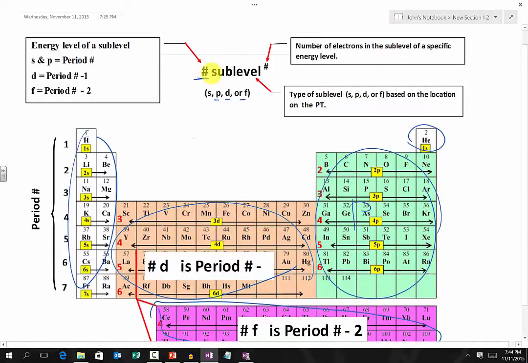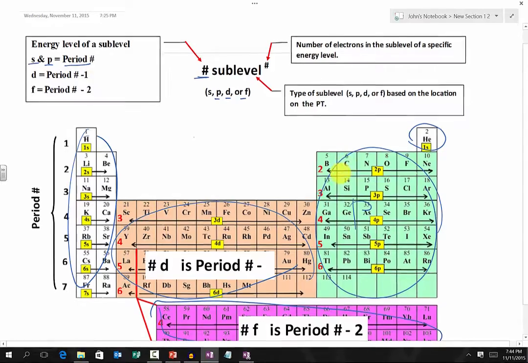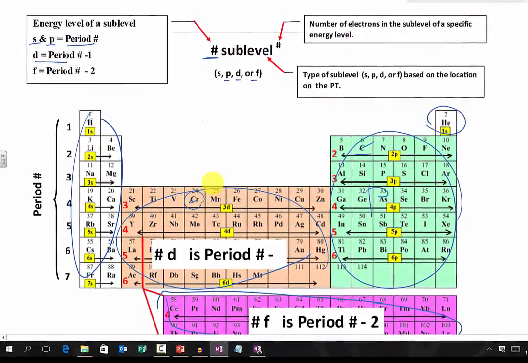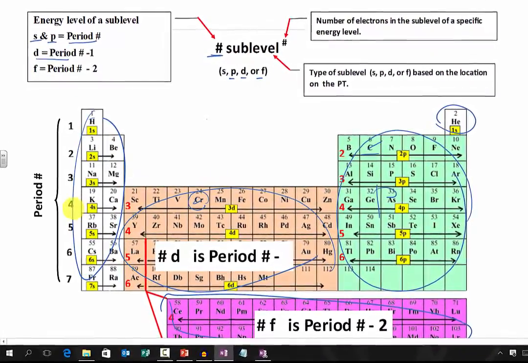Now, the energy level is defined by the period number for the S and P sublevels. So, for instance, if I look at carbon, which is in the P sublevel, carbon is in period 2, therefore it has the energy level of 2, specifically for that electron right here. For the D sublevel, the energy level is defined by the period number minus 1. If I look at chromium right here, chromium is in period 4, so 4 minus 1 gives us 3. The electron right here for chromium is in energy level 3.